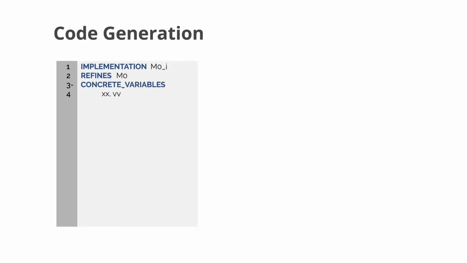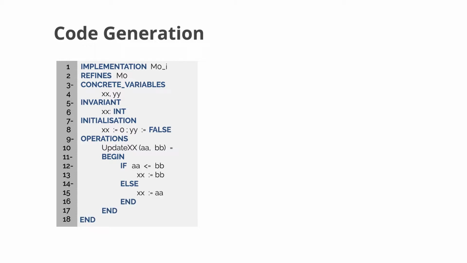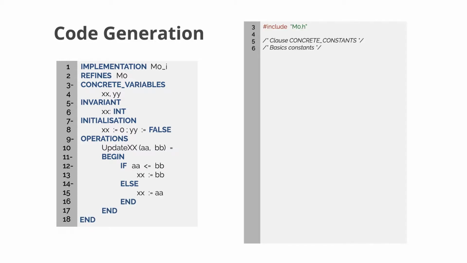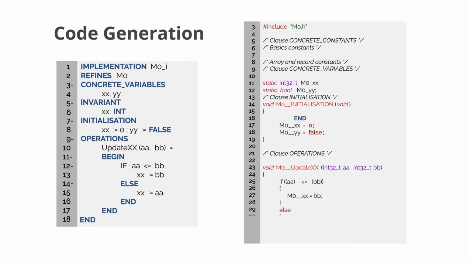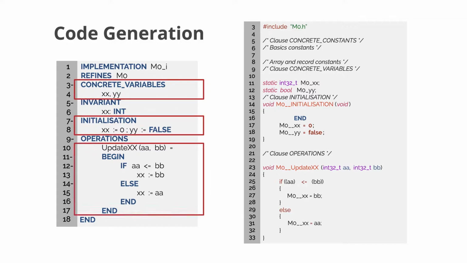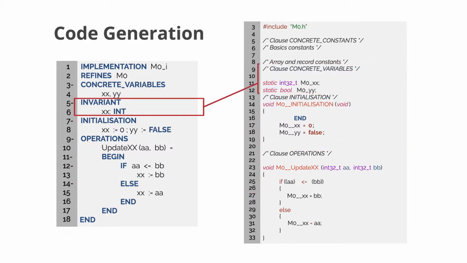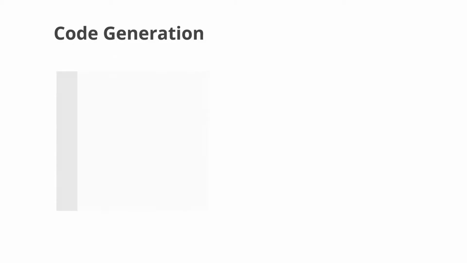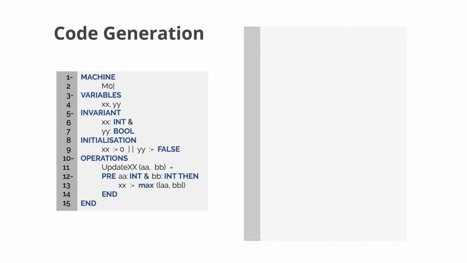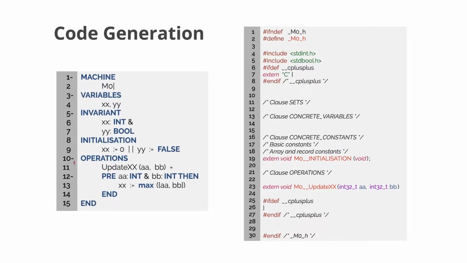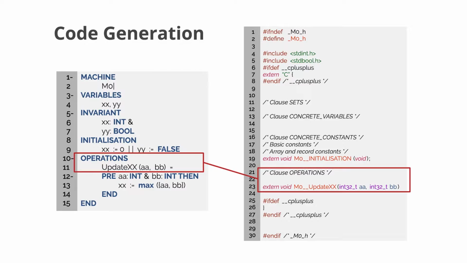The code, the body, is generated from the implementation. The generation is performed clause by clause. In this example, we can see that all identifiers are prefixed with the name of the machine, M0. Int is transformed into int32_t type, and bool is transformed into bool. The abstract machine is used to generate the header. In this example, the header provides the signature of the operation update_x6 and the initialization.